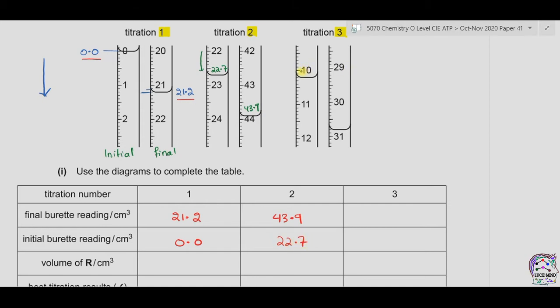Similarly for the third one we can see 10.1 and then 10.2. The lower meniscus coincides with 10.2. Similarly from this portion we can see it is 30.5, 6, 7, 8. So it is 30.8. So 30.8 is the final burette reading for the third titration, while 10.2 is the initial burette reading.